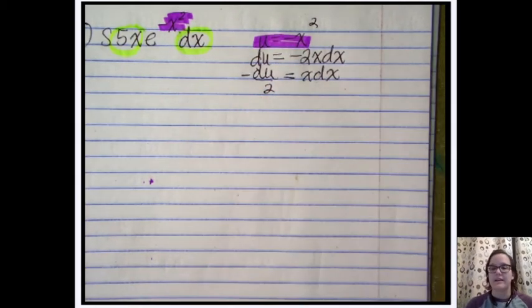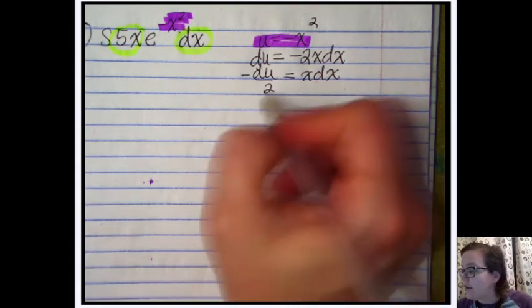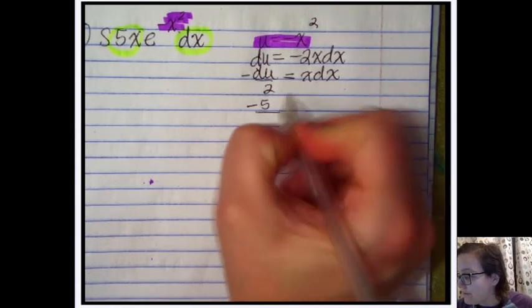That gets us to x dx, which is really close. We want it to be 5x dx, so you can multiply by anything you want to as long as you do it to both sides. So let's go ahead and multiply by 5.